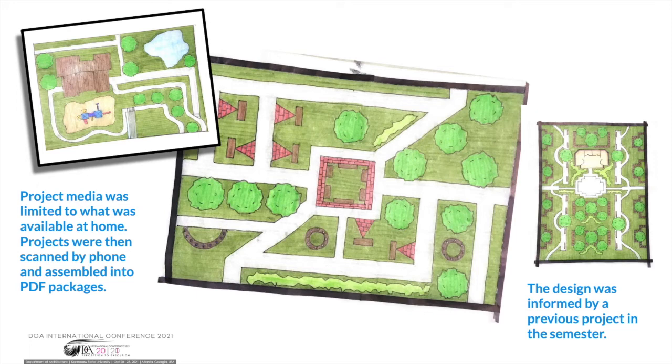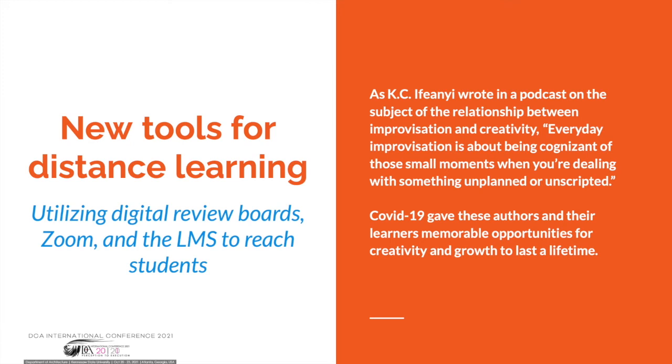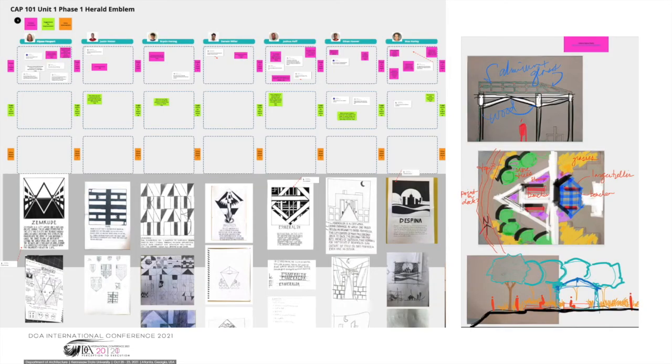And so with only a few weeks left at this point, and with an online modality, there were a lot of different challenges that students were dealing with. But as this quote from Casey Afani from a podcast says, everyday improvisation is about being cognizant of those small moments when you're dealing with something unplanned or unscripted. And certainly COVID-19 gave us those moments of unplanned or unscripted situations in which students had to reinvent the way that they were doing their college education from home.